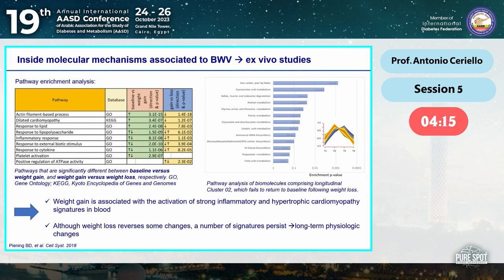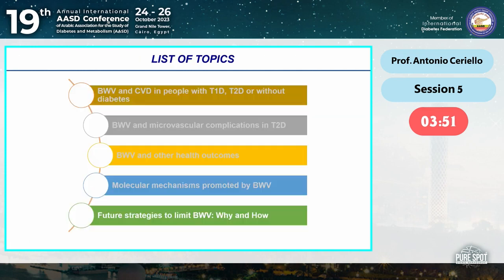I think that you noticed the concept of metabolic memory, the legacy effect of hyperglycemia. There are some changes induced by weight cycling that, if you stabilize the weight, unfortunately are not reversed. Some are reversed, but some are not. And probably this explains the long-term dangerous effect of weight cycling over time.